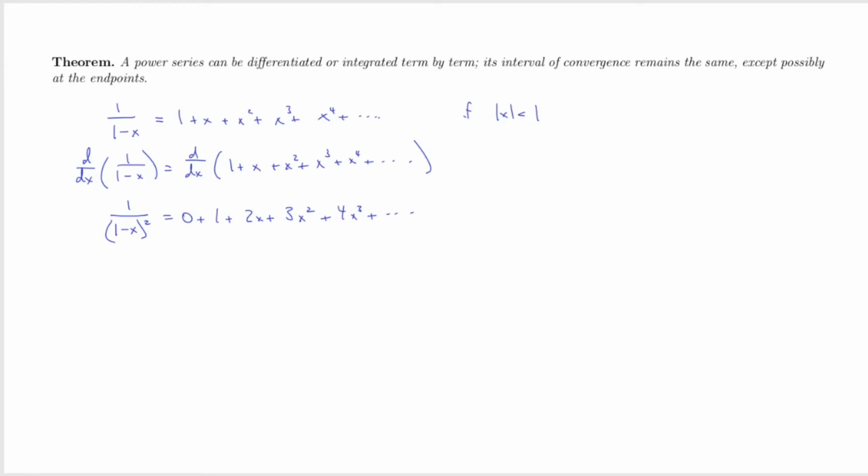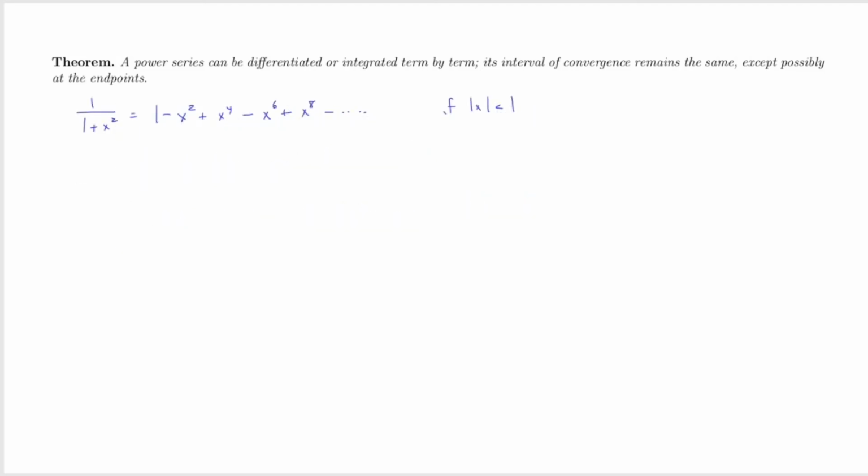The derivative of 1 is 0. The derivative of x is 1. The derivative of x squared is 2x. The derivative of x cubed is 3x squared, etc. And this is true when the absolute value of x is less than 1. It may also be true when x is equal to 1 or x is equal to negative 1. The theorem doesn't tell us what happens at the endpoints.